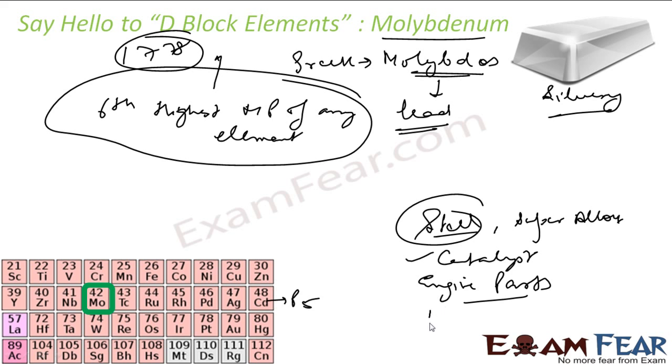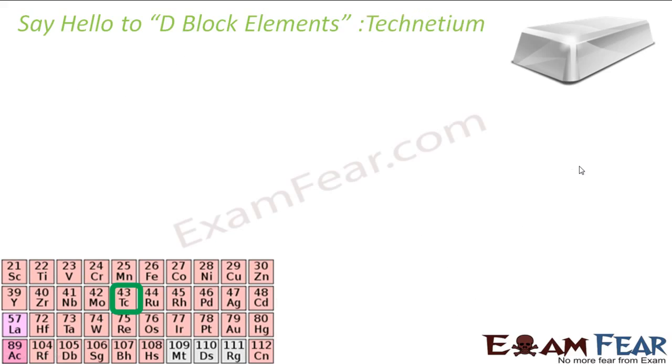It is also used as heating elements. Again, why? The reason is it has a very high melting point, so it is used as heating elements, and is also used in filaments in the bulbs. Why? Again, the same reason. Since it has a very high melting point, it is used as filaments in the bulbs.